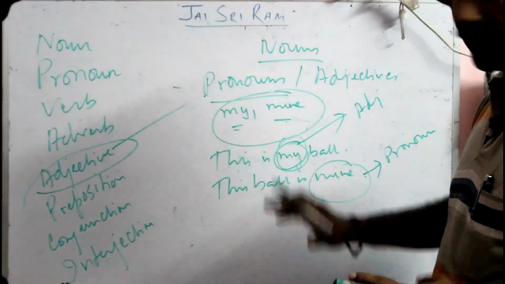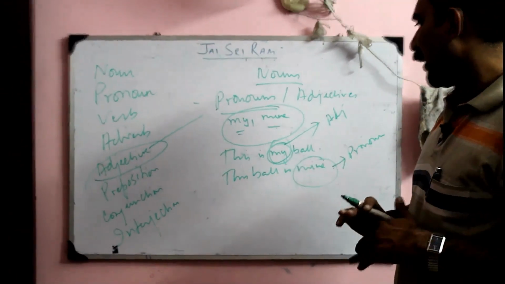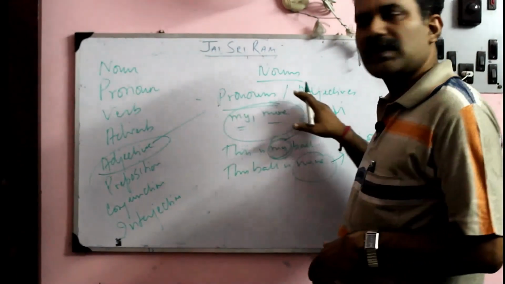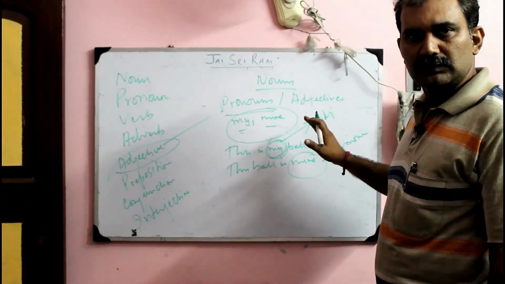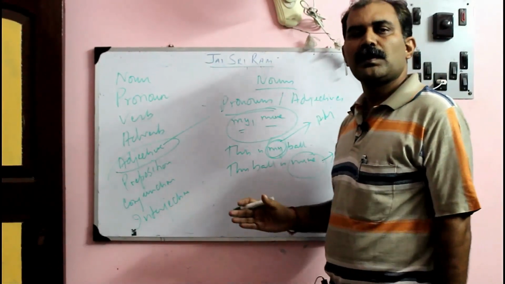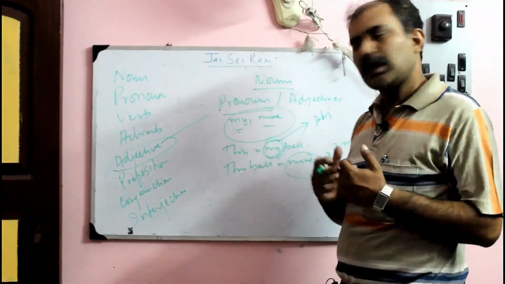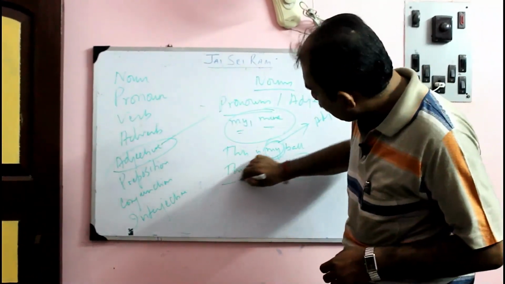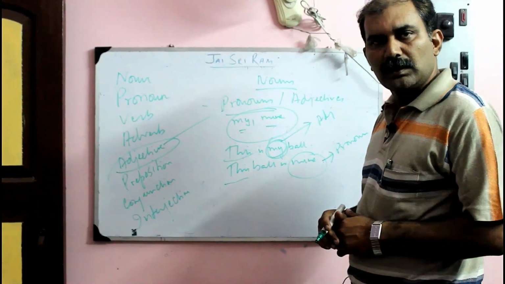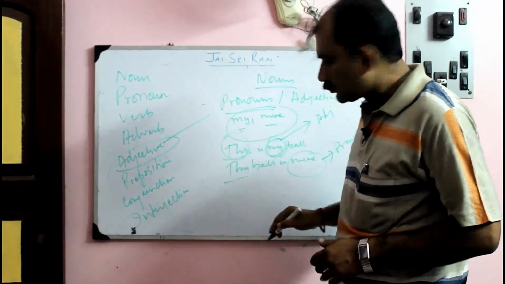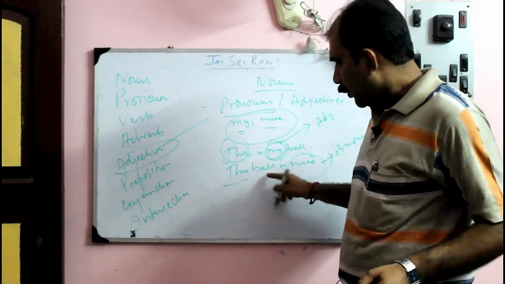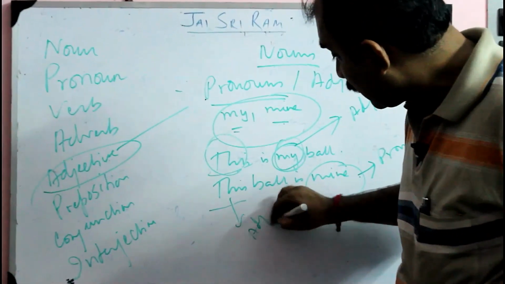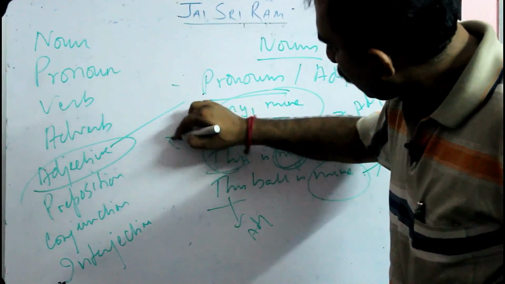So through these two sentences, I hope you have got an idea regarding the difference between pronouns and adjectives. Pronouns are words which are used in place of a noun, and adjectives are those words which qualify a noun. Look at this word, this and this again. After this, no noun is coming. After this, a noun is coming. So just now, what I have told, this is an adjective and this is a pronoun.